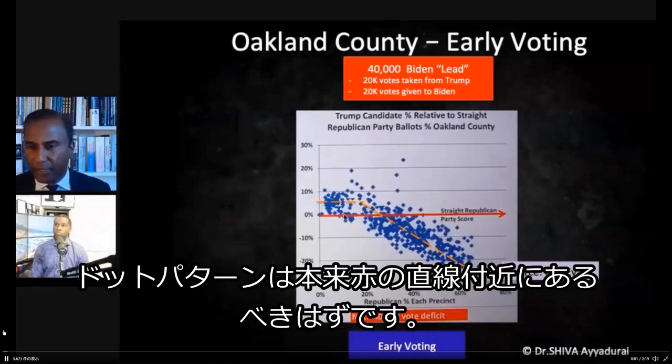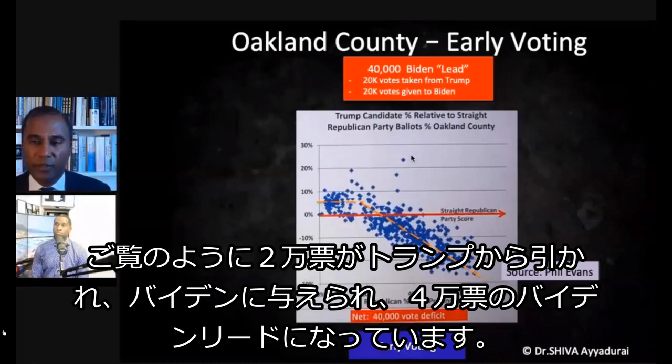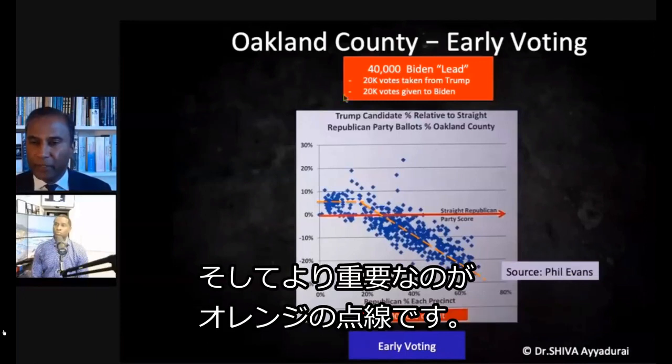What we think the pattern should be around the straight party vote line, you find out about 20,000 votes were taken from Trump and 20,000 votes were given to Biden for a 40,000 Biden lead in the Oakland early voting, okay? Just one county. So that's what you see here.